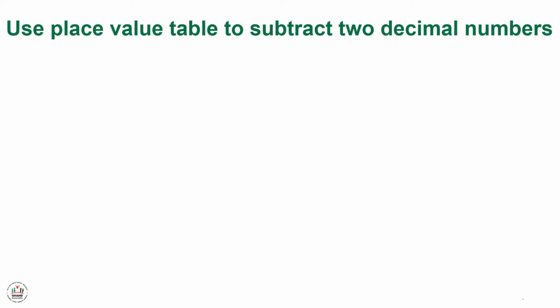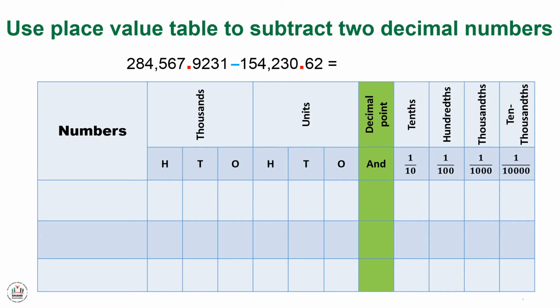Now, use a place value table to subtract two decimal numbers. Example: 284,567 and 9,231 10,000th minus 154,230 and 62 hundredth. This is a decimal place value table.